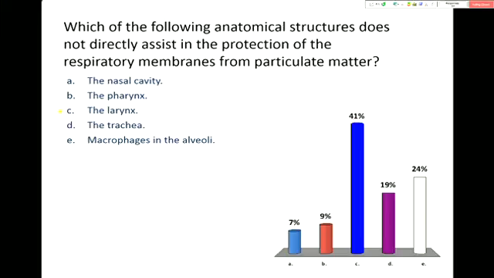So not many of you said that. Most of you said C. Let's stick to the positives. Most of you got it right. Trachea, the larynx, has no real role in protecting the respiratory system.